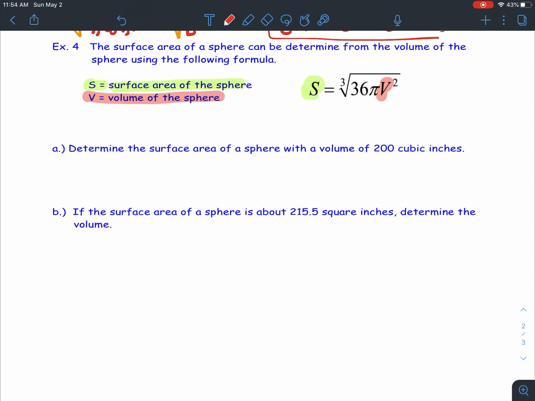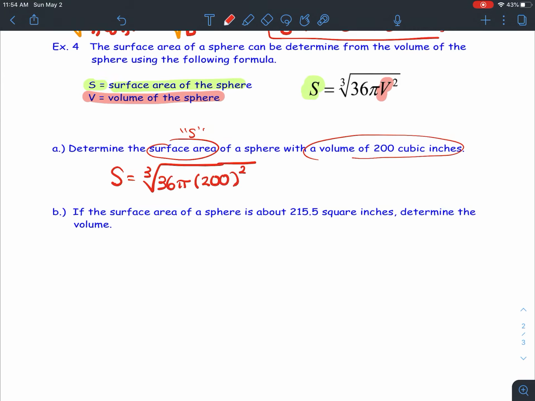The question is determine the surface area. So we're trying to find the surface area if the volume is 200 cubic inches. So this is really just going to come down to, can you type this into your calculator correctly? Notice that I entered the 200 directly in for the V, but that is squared. So we would want to choose that cubic root function on our calculator. You're going to press the math button, you're going to press option 4, and then you're just going to type in 36, the pi button is underneath that caret key, times 200 squared. All that needs to go underneath the cubic root symbol.